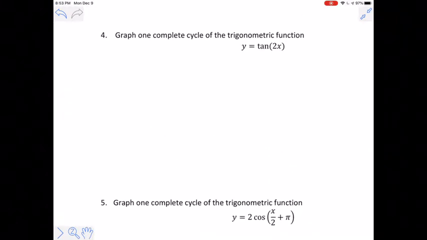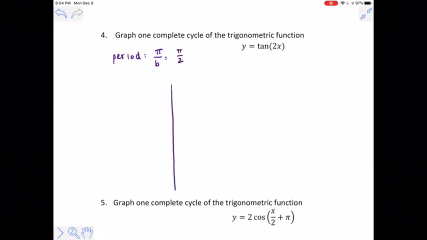Question 4, also from standard 2. This one is graphing the tangent function. The biggest difference on tangent and cotangent is the period is pi divided by b. In this case, b equals 2, so it's pi halves. And if there are no phase shifts or vertical translations moving the graph up or down, then it's going to be centered around the origin here.